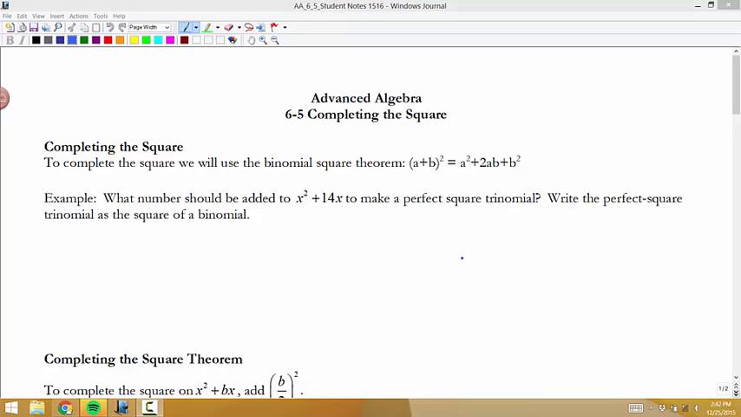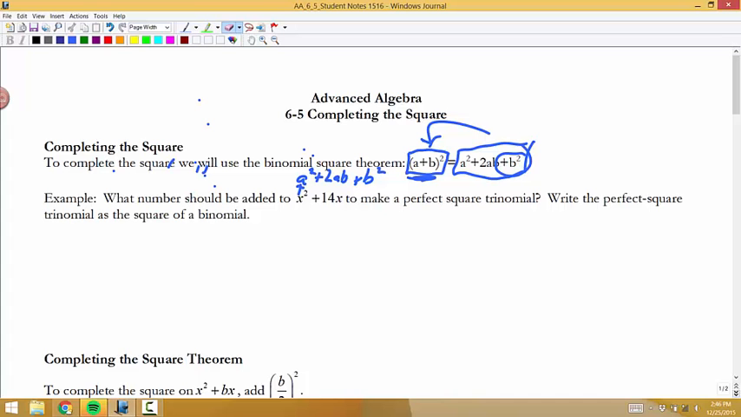To begin with, we're going to look at completing the square, where we use the binomial square theorem to help us. We learned back in section 6.1 that (a plus b) squared can be written as the first term squared, a squared, the last term squared, b squared, and in the middle was always 2 times a times b. So we want to take two of those terms and figure out what this third one, the b squared portion, is going to be. We'll look at an example using that in just a second.